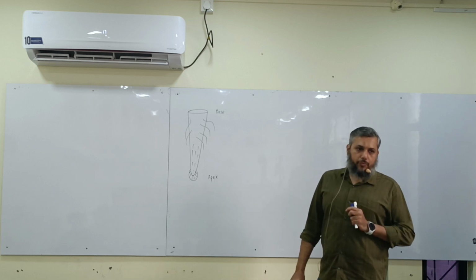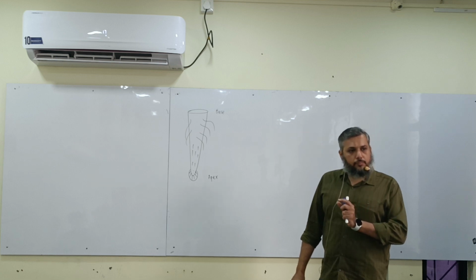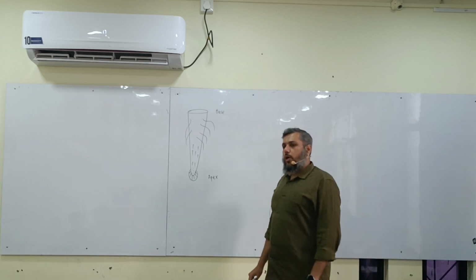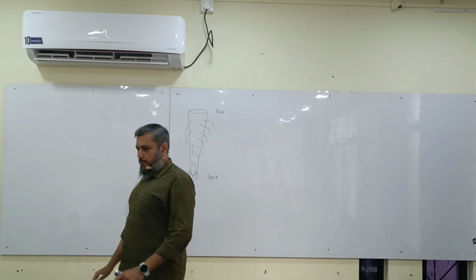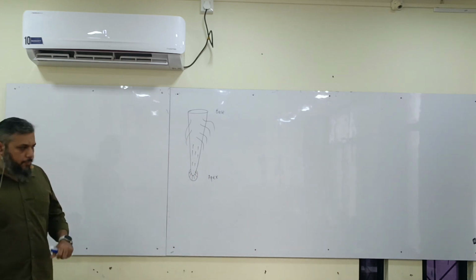Did you understand my word? What is the word I am using? Morphological base and morphological apex. So I am talking about the regions from the morphological apex towards the morphological base.